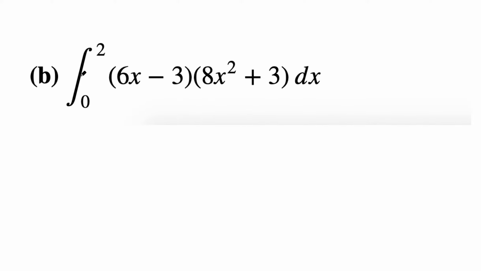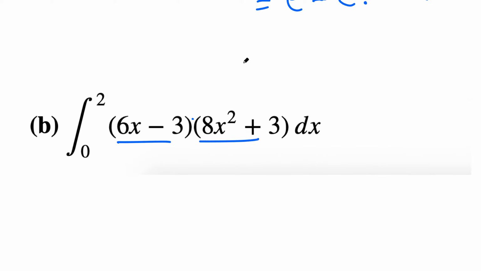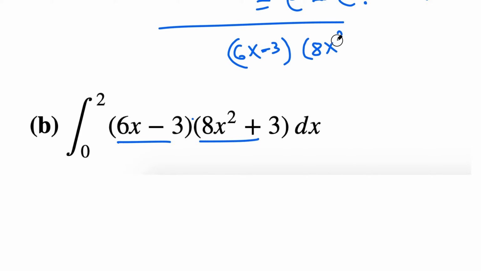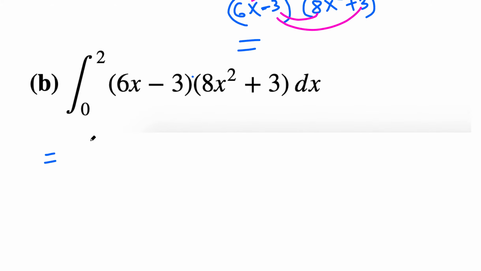Okay, we have a product. There is no product rule, so we must get rid of this product first. So let's multiply these: 6x minus 3 and 8x squared plus 3. FOIL. So we multiply this and this, okay? I'm going to write over here whatever I get. Then we'll integrate after that.